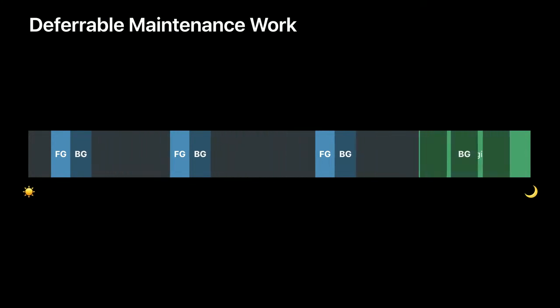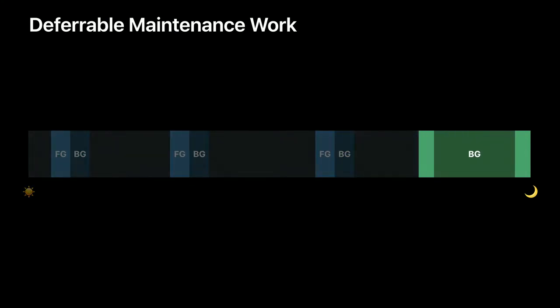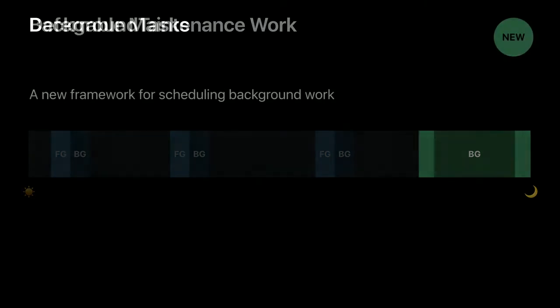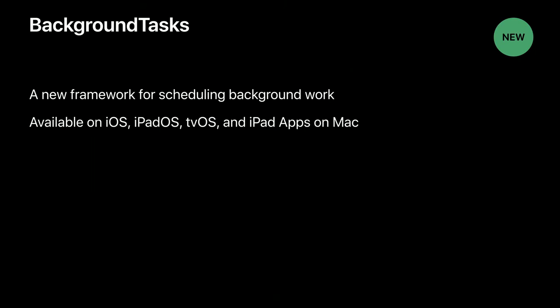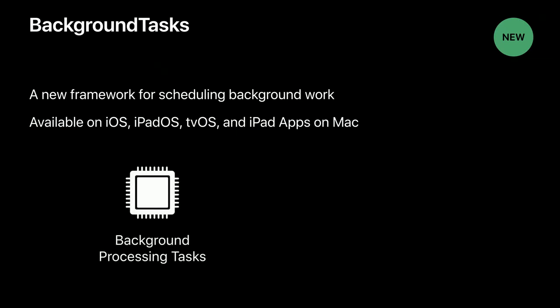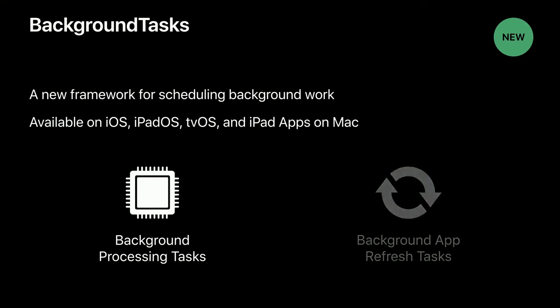So what if you could take all that work and defer it to later, perhaps when the device is on charger and otherwise idle? That's what we're introducing this year with a brand new background mode and framework to go along with it that we call background tasks. Background tasks lets you schedule work to do in the background later. We're making it available on iOS, iPadOS, tvOS, and iPad apps on the Mac. And not only are we introducing this new background mode we call background processing tasks, we're also taking this opportunity to refine the existing API for background app refresh.